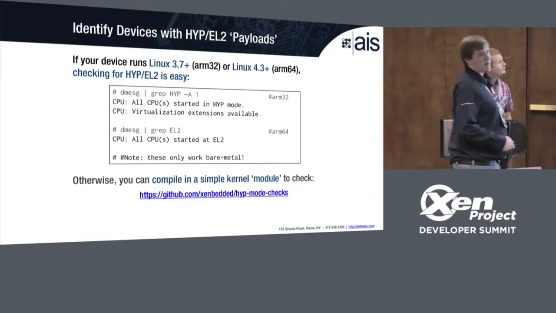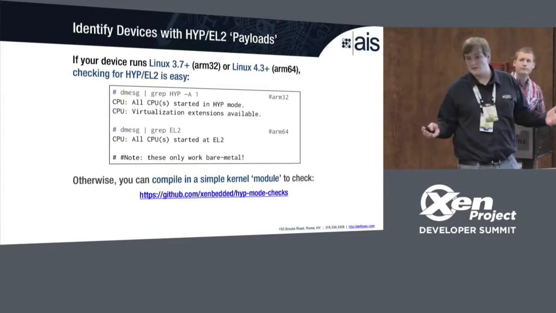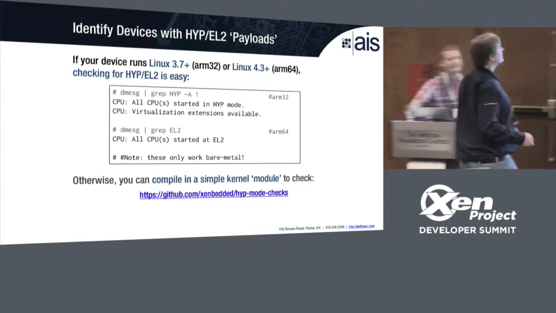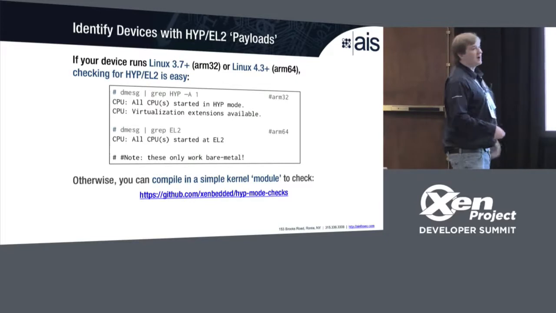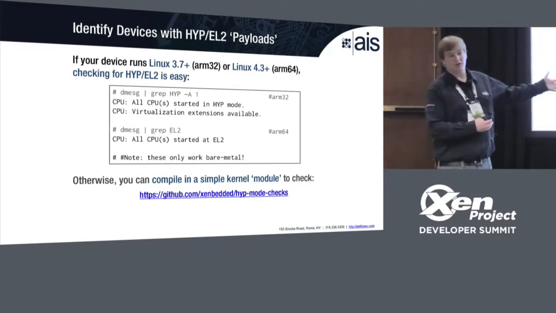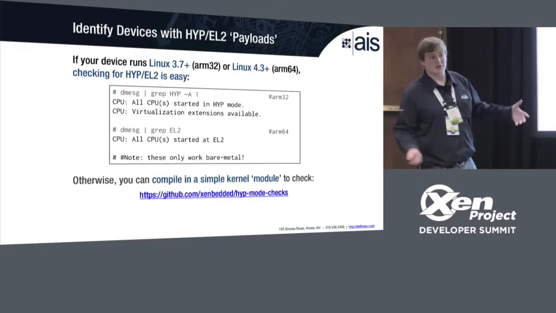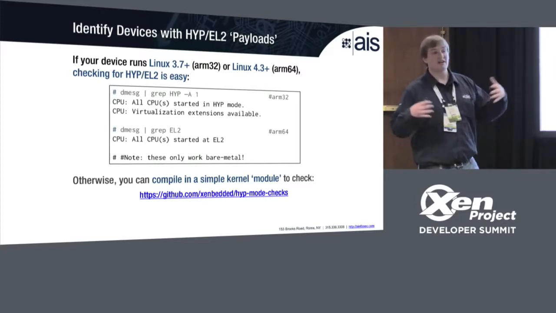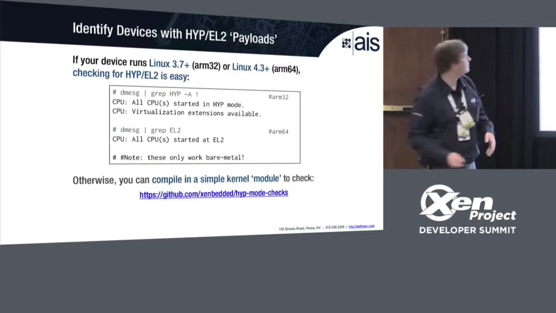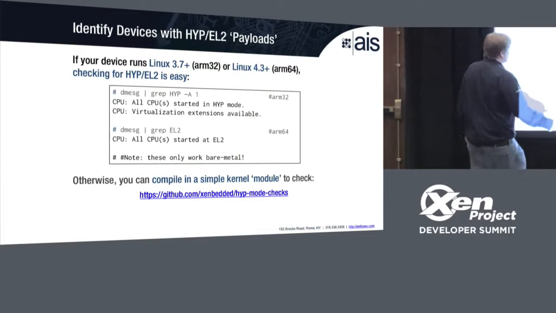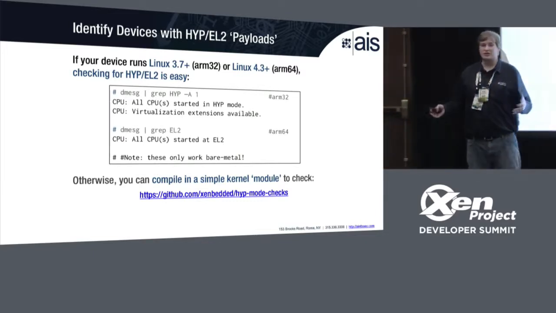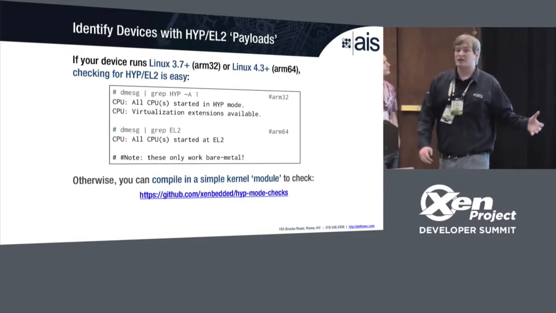And again, note these only work on bare metal. So if you're trying this on Xen already, you know it works. You don't need to see these messages. So don't be surprised if you are running an example Xen distribution, you go and look for these messages and think that I'm lying to you. It will tell you it's EL1, because Xen has already claimed the hypervisor ring by the time you get to DOM0. Right?